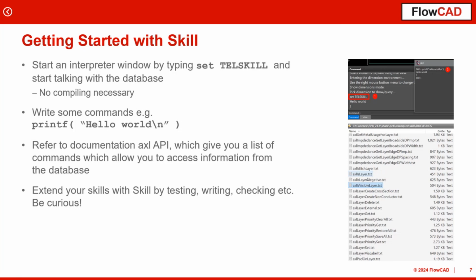You can even extract data from the PCB Editor database, for example, information about nets, information about layers, information about padstacks, about symbols. Of course, the skill interpreter window is primarily dedicated to testing certain commands, how to work with them, if they work, and what kind of information you can extract out of the database. In the end, you will primarily use a text editor to write your skill program.